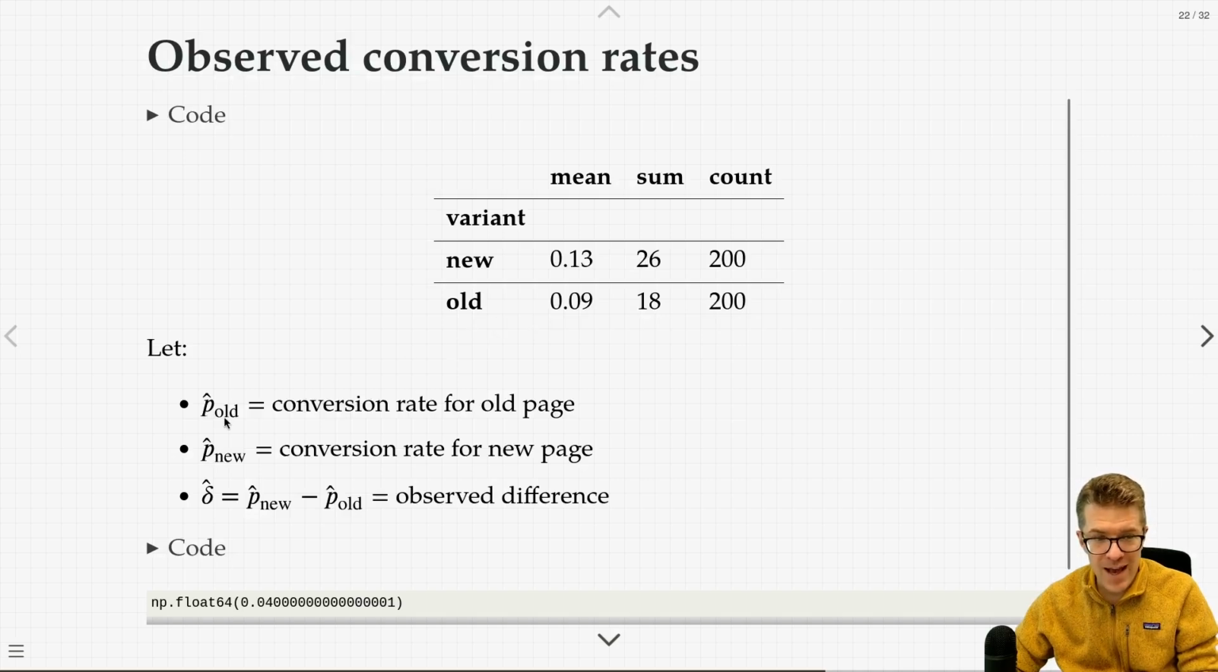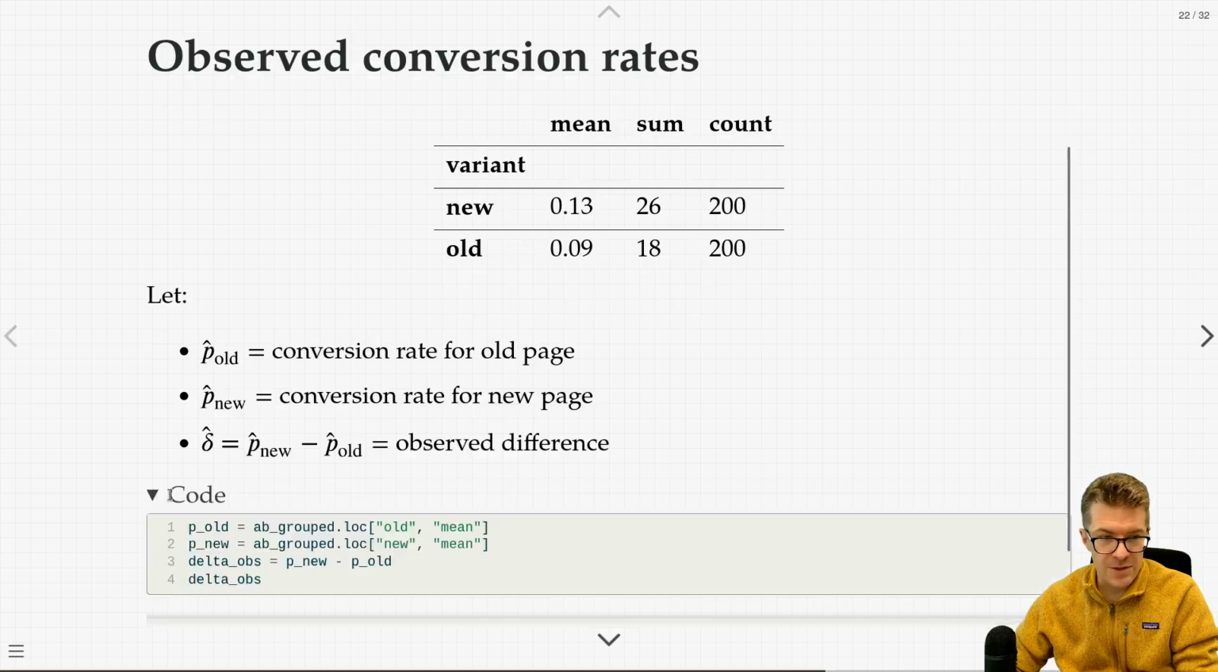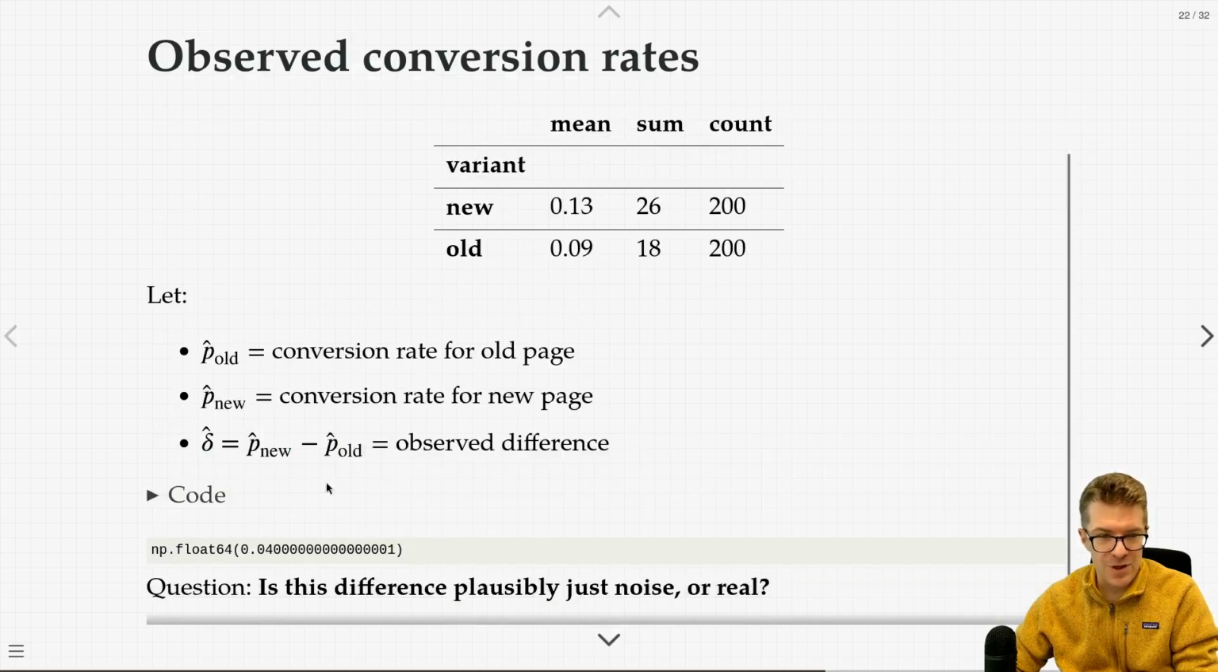So very quickly, p hat old is the conversion rate of the old page. That's 9%. P hat new is the conversion rate for the new page. That's 13%. And delta hat is just the difference between these two, right? So a 4% difference. This is just computing it down here. But as we can see from this table, we have this 4% difference, which is delta. I'll mention just for a moment here, the difference between 13% and 9% is exactly 4%.